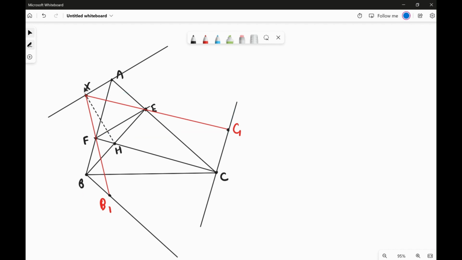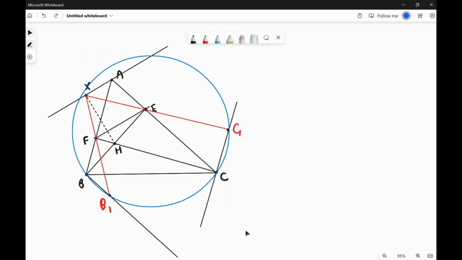And then you have the line XF intersect the line through B parallel to AC at B1 here. So BB1 is parallel to AC. And similarly for C1. So CC1 is parallel to AB, and it lies on line XE. What we want to prove is that B, B1, C, and C1 are concyclic. They all lie on the same circle.